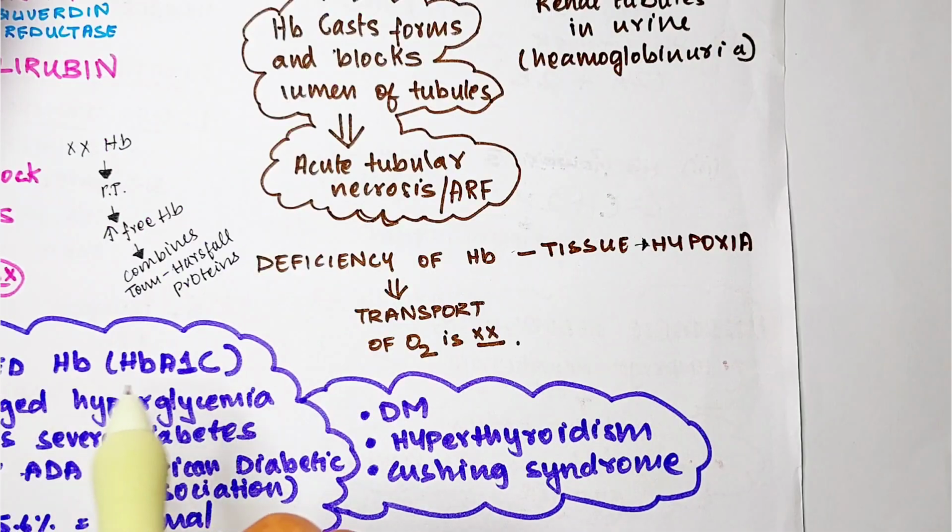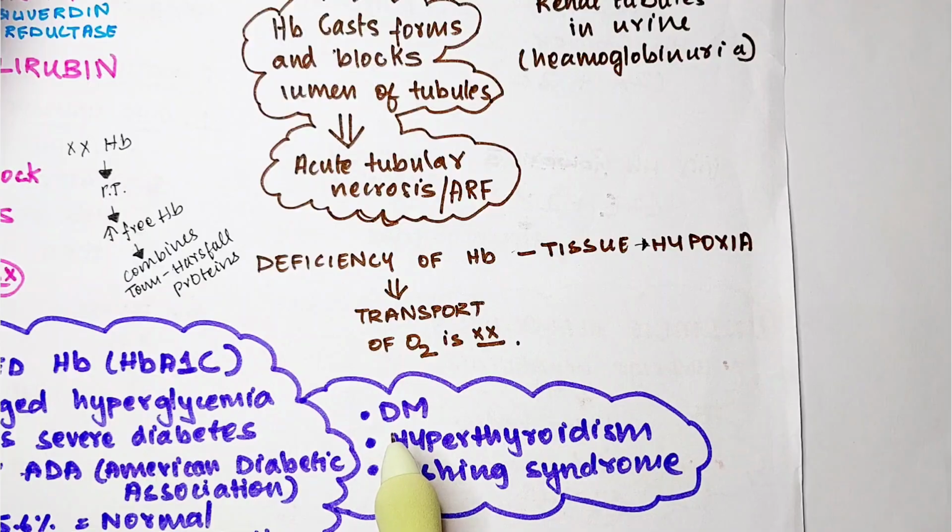Now, where are you going to find this elevated HbA1c? Obviously, diabetes mellitus. DM is not direct message me. It means diabetes mellitus. Then it is also going to be elevated in hyperthyroidism. It is also going to be elevated in Cushing's syndrome. So these are the places where your HbA1c will be highly elevated.